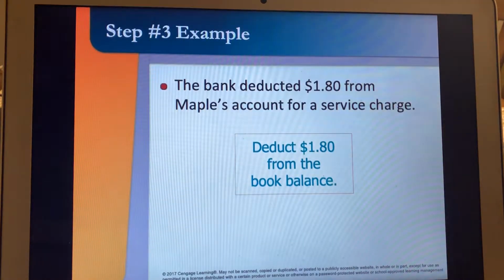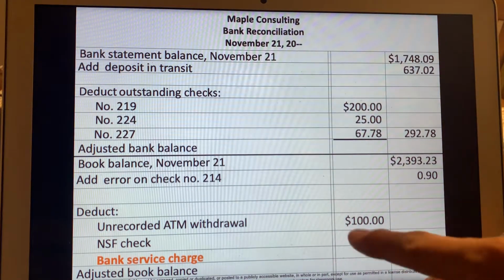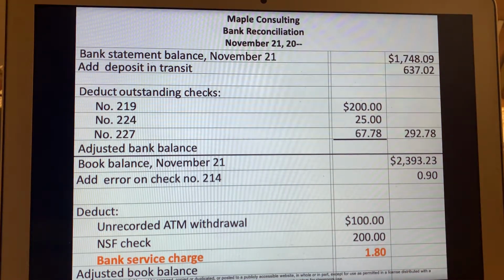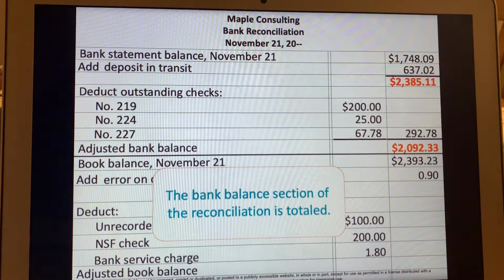Okay, the bank deducted $1.80 from Maple's account for a service charge, which was not on there, so deduct $1.80 from the book balance. Again, that goes right there. Those are the deductions. And then the book balance section of the reconciliation is totaled.